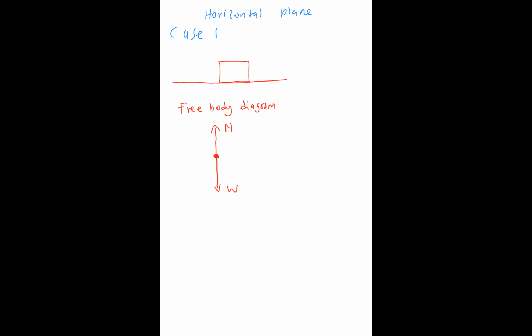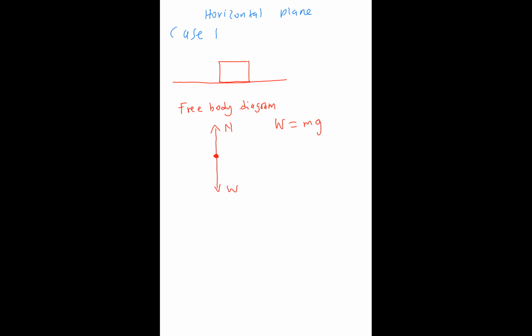Okay, let us leave that for now. This is the normal force, and this is the weight. So, according to the universal law of gravity, weight is defined by mass multiplied by gravitational acceleration: mass in kg multiplied by gravitational acceleration in meters per second squared.